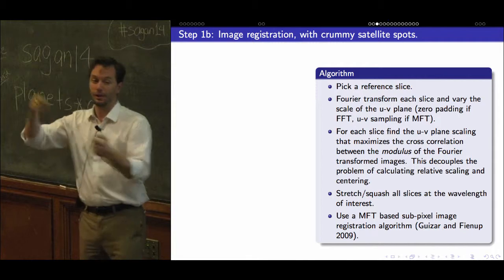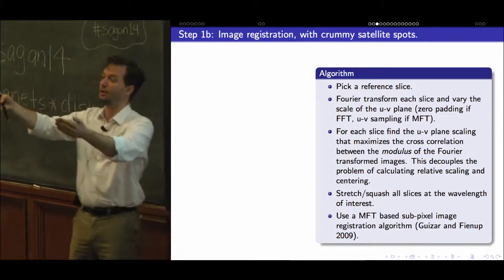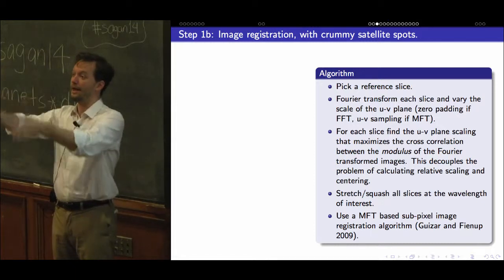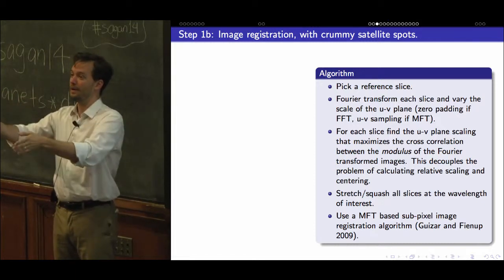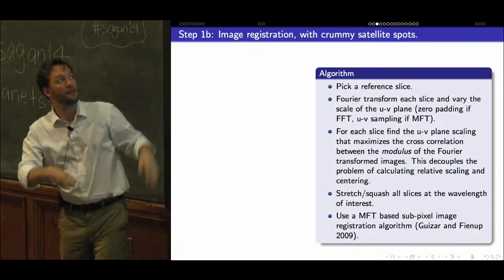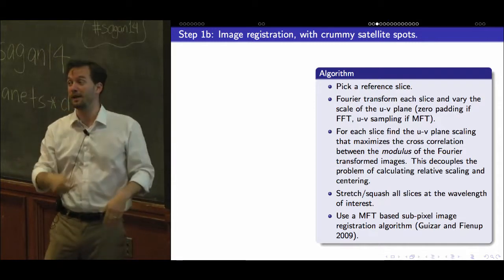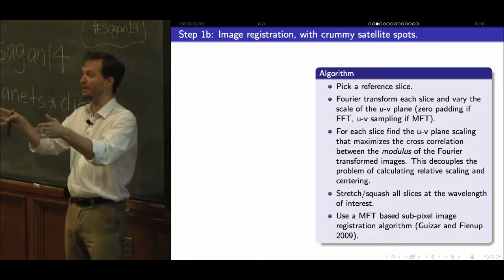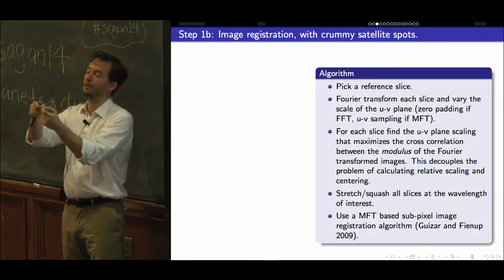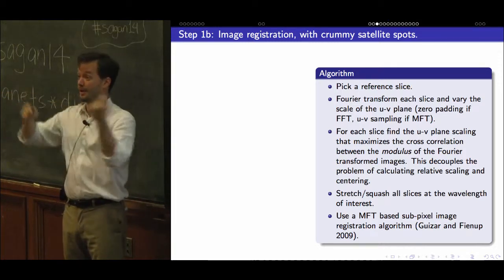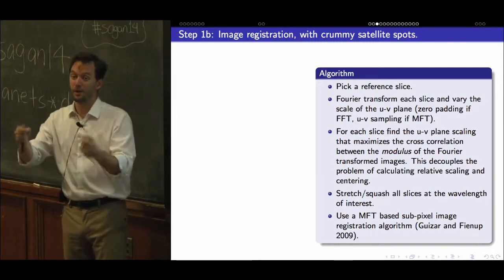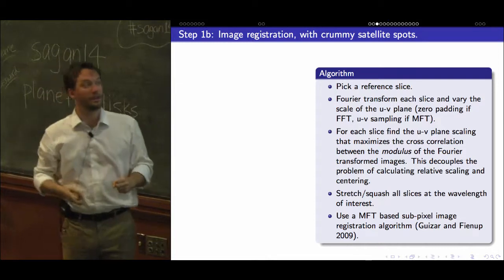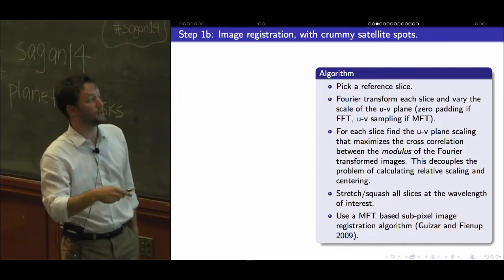And to do that, you do it in the UV plane. So you take the Fourier transform of your 2 images. You cross-correlate the energy in each Fourier transform, their modulus. And because the information about the XY position in your UV plane is all in the phase, if you just cross-correlate their modulus, you're going to be able to derive the scaling independently of whether or not the images are aligned.